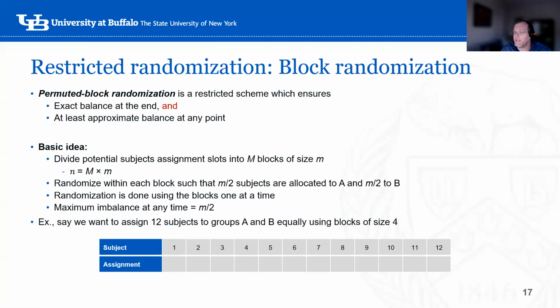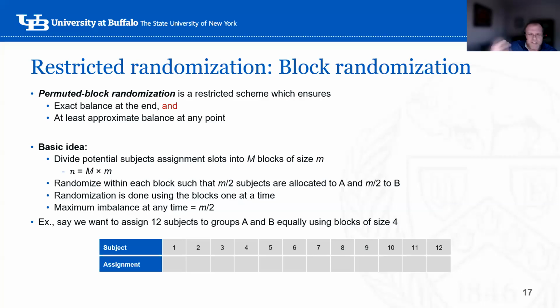And so the basic idea is I'm going to take my subject allocation slots and I'm going to divide them into capital M blocks of size small m. So my sample size is going to be big M times small m. And then what I'm going to do is for each block, I'm going to do random allocation. So I'm going to have equal number of A's and B's, and then I'm going to do this for multiple blocks, and that will comprise my randomization list.